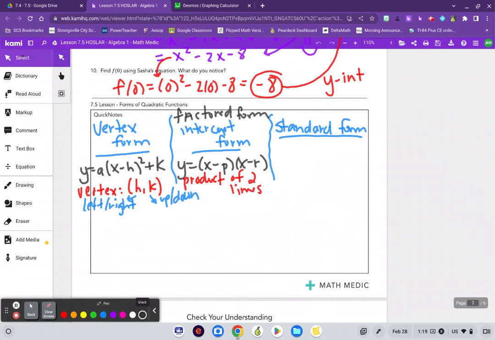Finally, I have standard form, which is y equals ax squared plus bx plus c. And standard form gives me a couple pieces of information. Standard form gives me the y-intercept easily. We can say the y-intercept is always that c value, okay? And we can get the axis of symmetry.